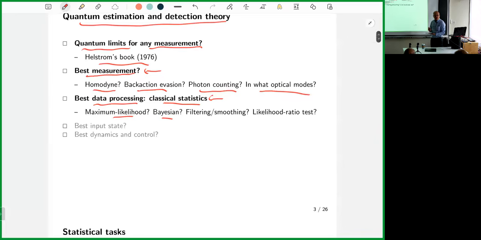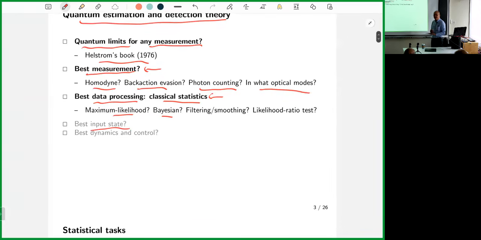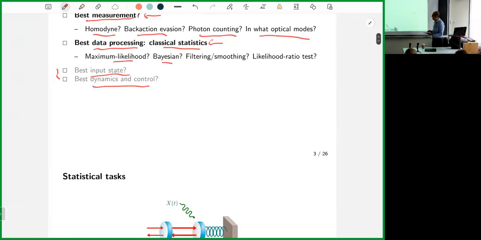Many other questions you can ask: what is the best input state that you put into your sensor? Or perhaps you can even be more ambitious and say, I want to redesign the whole thing. I want to optimize the dynamics. I want to apply some control to my experiment. But these are topics that I don't have time, or I don't have anything interesting to say about these. So let me skip that.